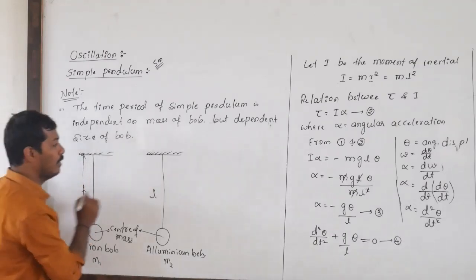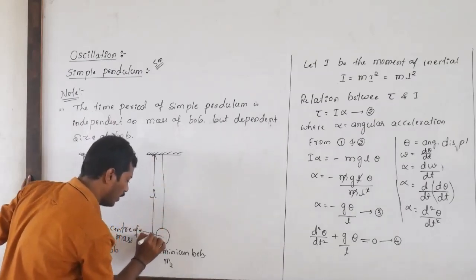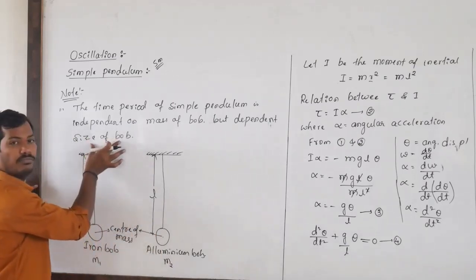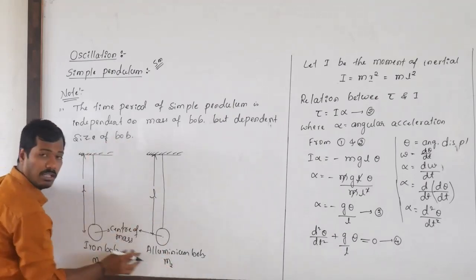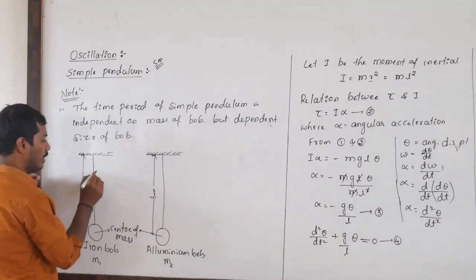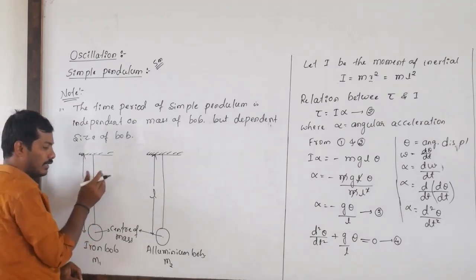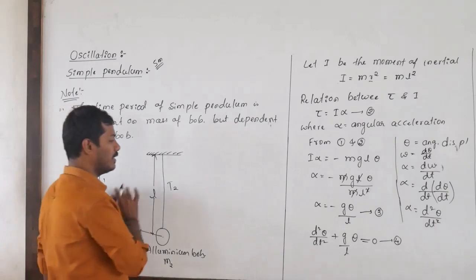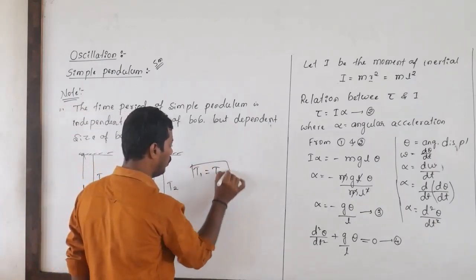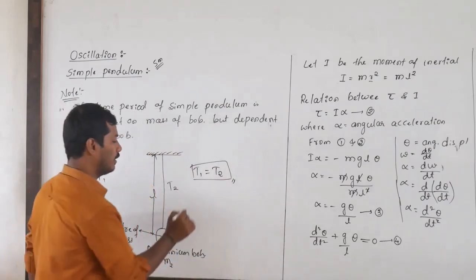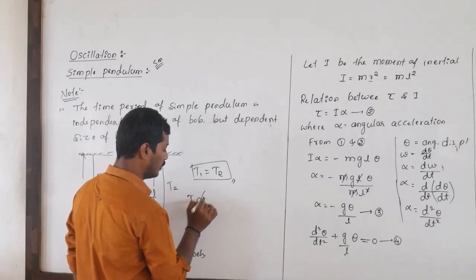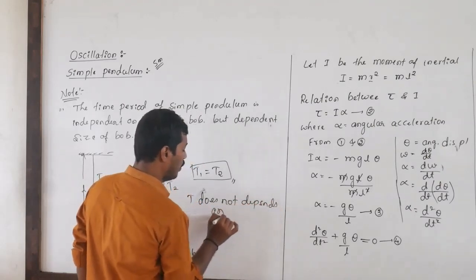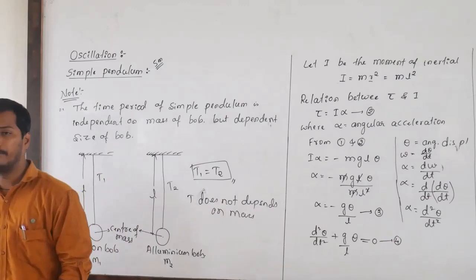Its distance is always the same, from here to here. The distances are again the same. The position of the center of mass is the same. The size of the bob is also the same. But it does not depend on what? Mass. I will take the time period of the iron bob as T1 and the time period of the aluminium bob as T2. In this form, T1 should be equal to T2, because the time period does not depend on the mass of the pendulum. One point is there.